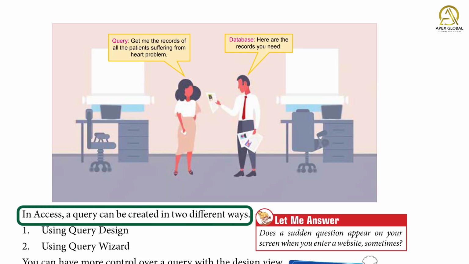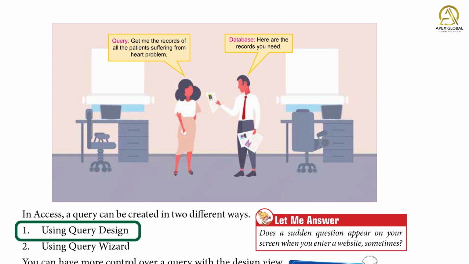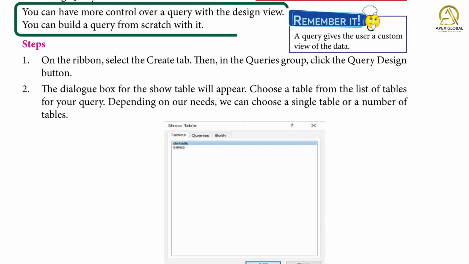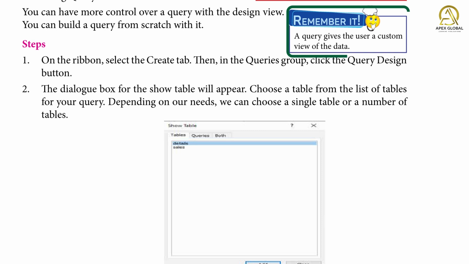In Access, a query can be created in two different ways. 1. Using query design. 2. Using query wizard. Let me answer. Does a certain question appear on your screen when you enter a website sometimes? You can have more control over a query with the design view. You can build a query from scratch with it. Remember it: a query gives the user a custom view of the data.